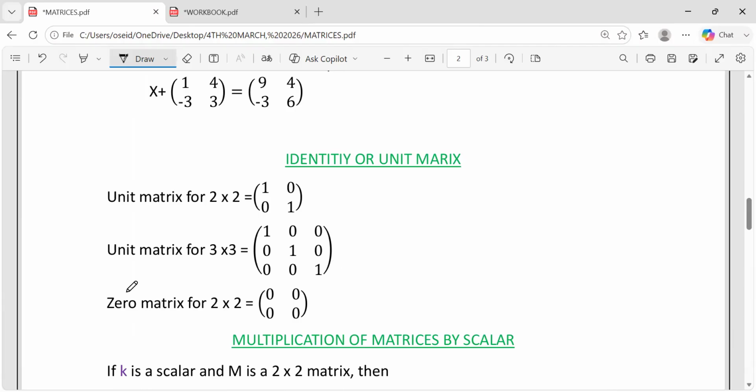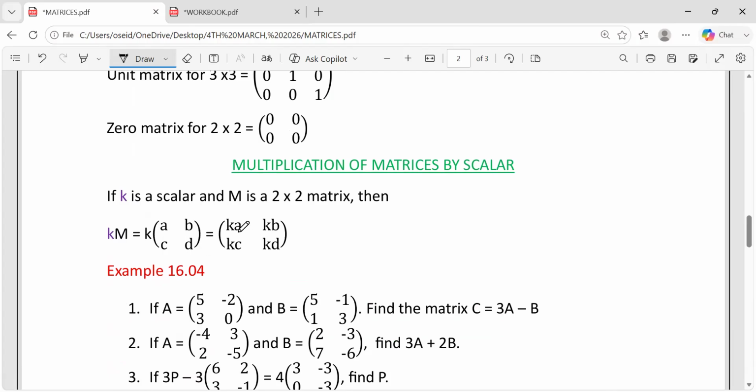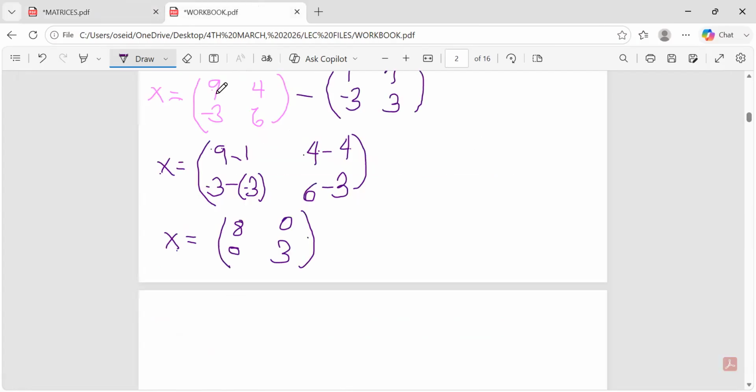Then the next one is the zero matrix for 2 by 2. So the zero matrix for 2 by 2 is 0 0 0 0. All the entries or the components are 0. Alright. So we move on to multiplication of matrix by scalar.